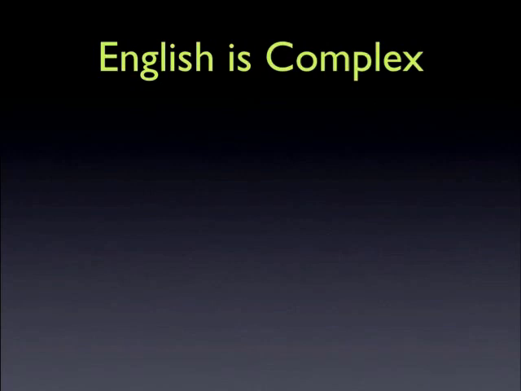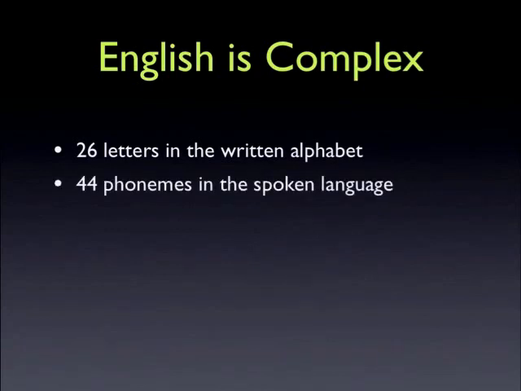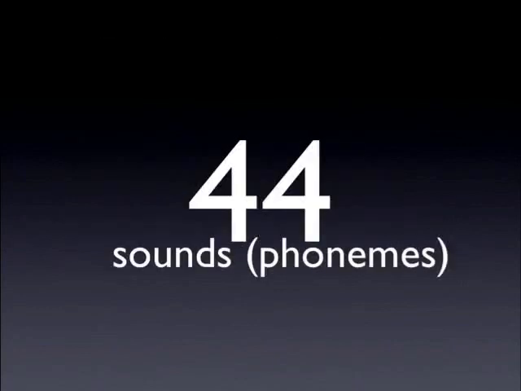English is a very complicated language. There are 26 letters in the written alphabet, but there are 44 phonemes or single sounds in the spoken language. So it takes a huge number of letter combinations to make the 44 phonemes. So what are these 44 phonemes?